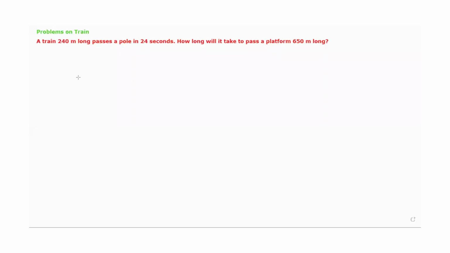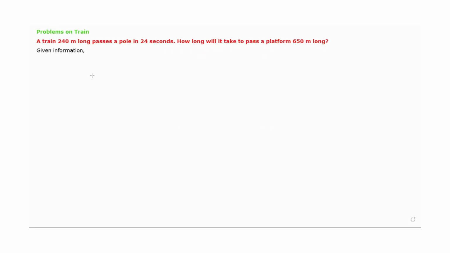A train 240 meters long passes a pole in 24 seconds. How long will it take to pass a platform 650 meters long? Answer is, to determine the time it takes for a train to pass a platform, we need to consider the additional distance covered when passing the platform compared to when passing a pole.